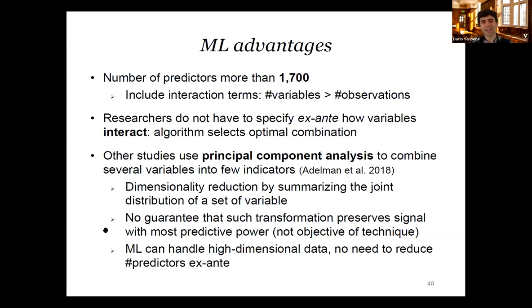And this is better than what some researchers did in previous papers when they had a lot of variables. They used principal component analysis in order to reduce the dimensionality. Now, I think you can add the predictors from principal component analysis among your predictors together with the original predictors, but just using principal component analysis is not ideal in this situation. Because what this technique is doing is to summarize the joint distribution of certain variables. It's not trying to find the best signal, the best predictor given a set of variables. It's not the objective of the tool. And so you can expect using this technique that you may get suboptimal performance.